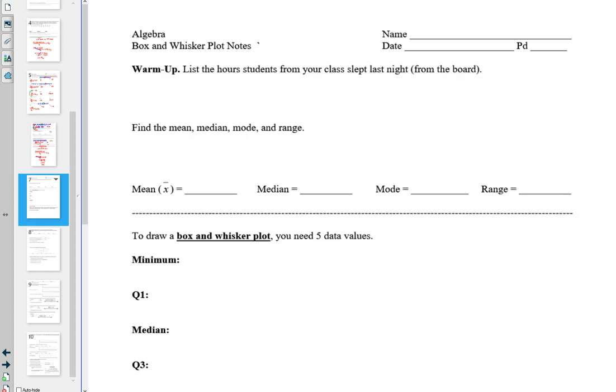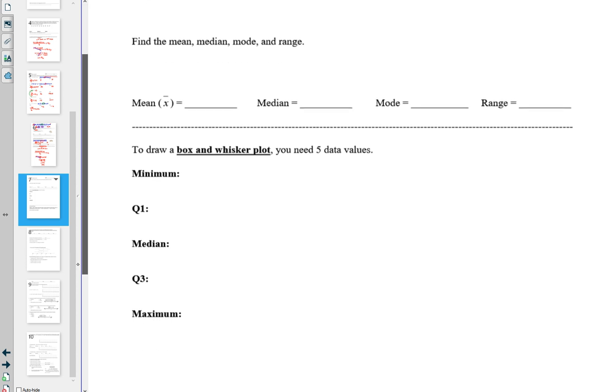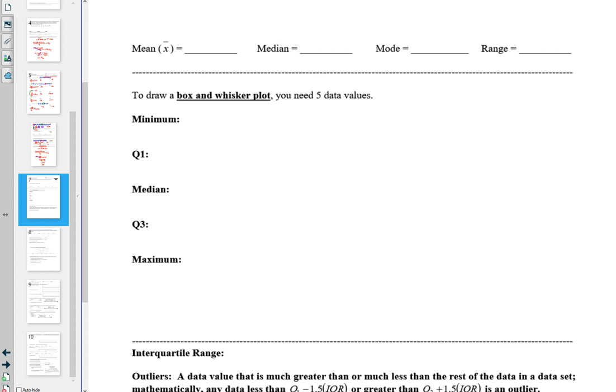If we can cut it down to 2 pages for tomorrow, that'd be awesome. List the hours students from your class slept last night from the board. Okay, I don't want to do that. Let's skip that warm up.